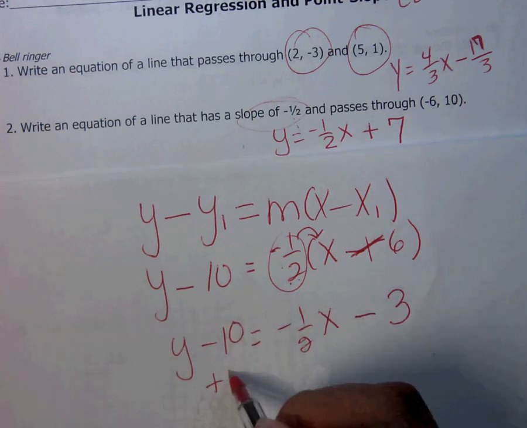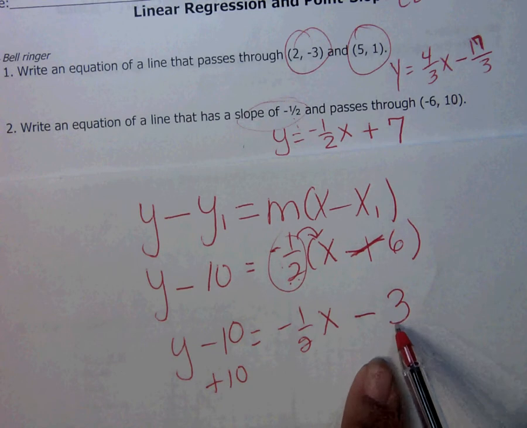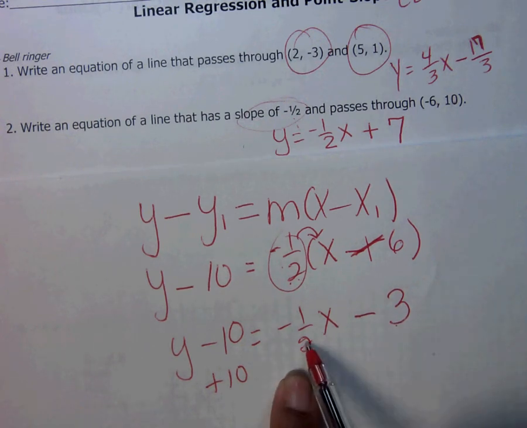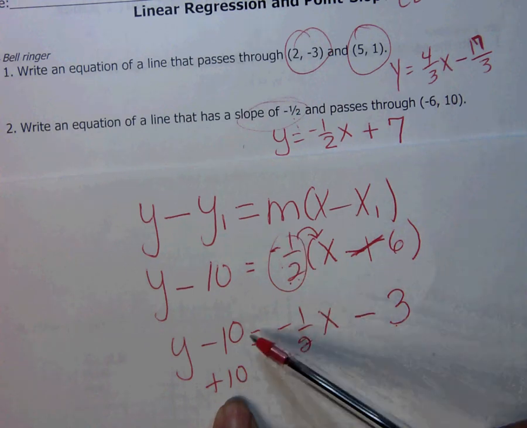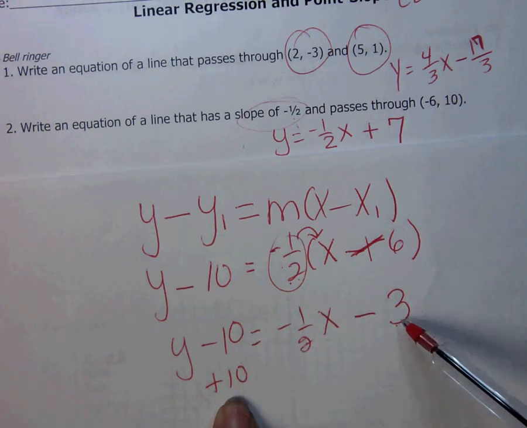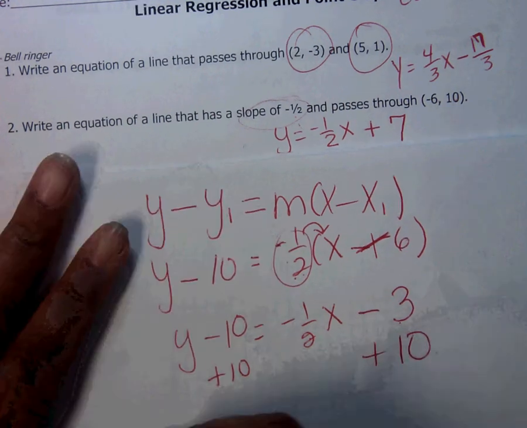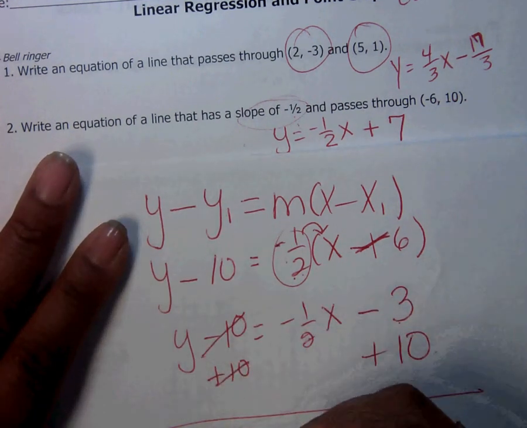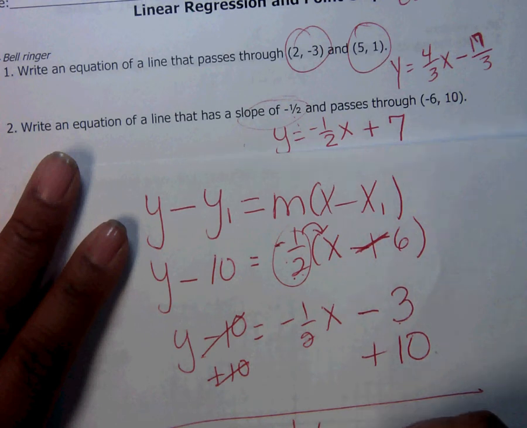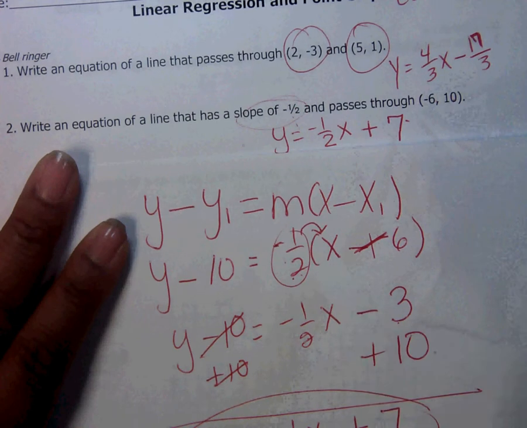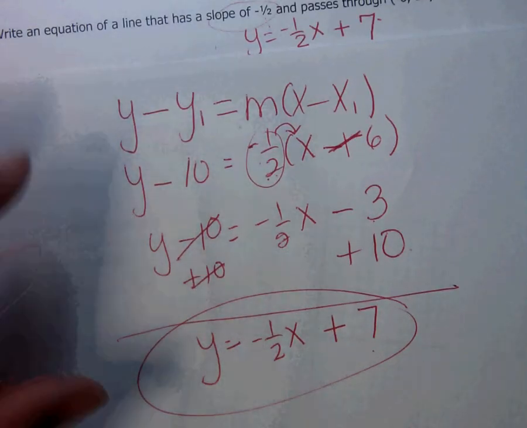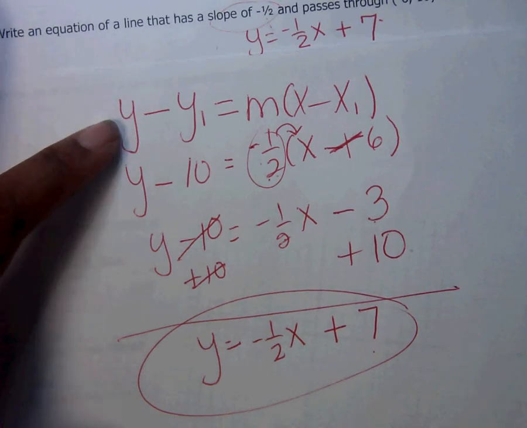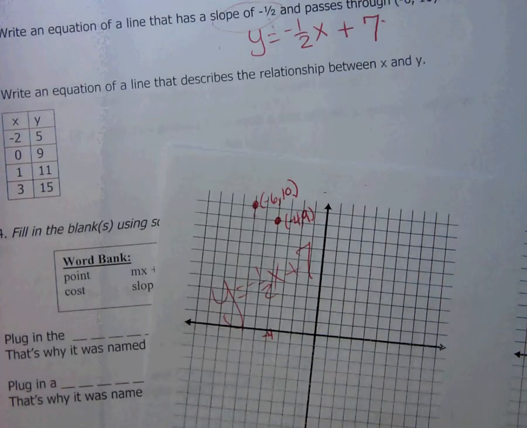Now I move the 10 by adding it to 3, not 1/2. You can only add to two alike terms. This doesn't have a letter, so I need to add it to something that does not have a letter. That cancels. So y equals negative 1/2 x plus 7. And these match. So I just showed you how to do this with point slope. I just showed you how to do this with y equals mx plus b.